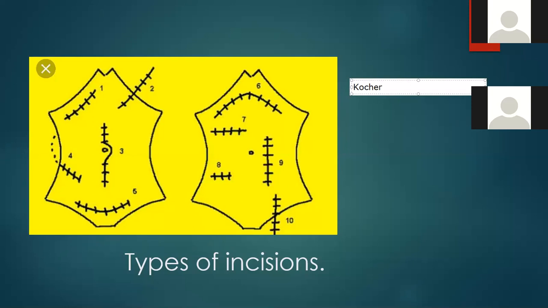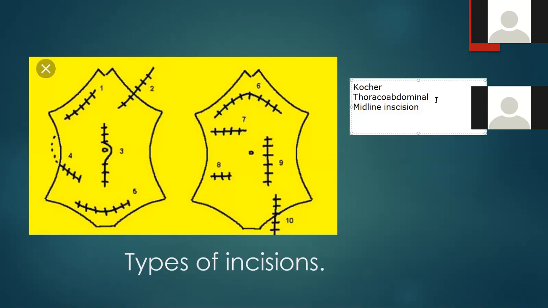The cautious incision. The number two is called what, doctor? Thoracoabdominal. Absolutely correct. The number two is referred to as the thoracoabdominal incision. Take notes. Number three is called what? Midline. Everybody agree? Yes, it's the midline incision. Please, in exam, if you get all these incisions, you must get it right. You should know it once and for all.